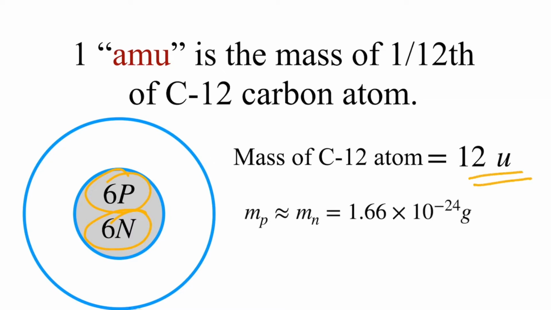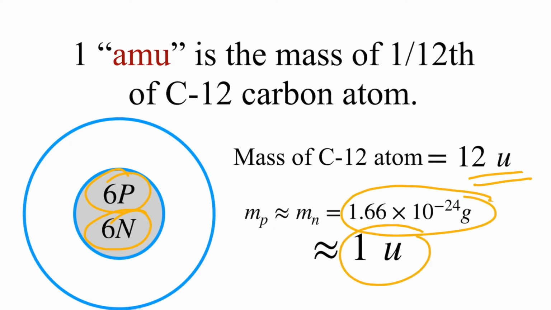The mass of a proton is approximately same as a mass of a neutron, and this is approximately equal to 1.66 into 10 raised to power minus 24 grams. And this is approximately equal to 1 unit. That means 1 unit is equal to 1.66 into 10 raised to power minus 24 gram, and that is approximately equal to the mass of a proton or mass of a neutron. In this case, the carbon atom contains 12 nucleons, 6 proton and 6 neutron. So we can say the mass of carbon atom is 12 unit.